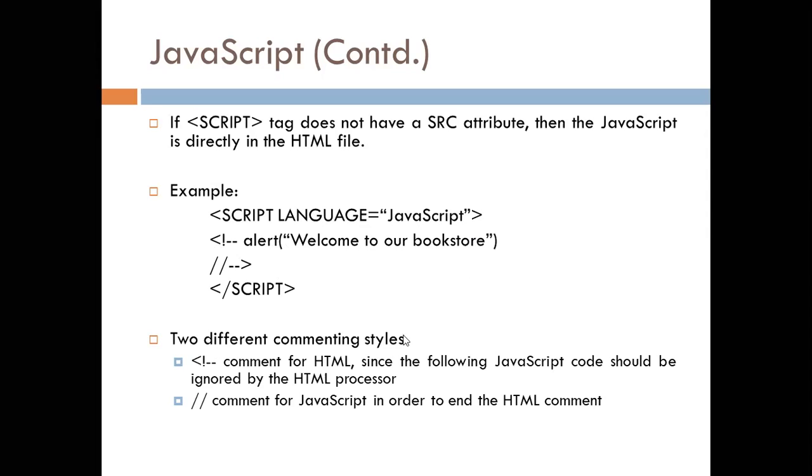So two different commenting styles are used. This angular bracket along with the exclamatory symbol and two hyphens represents the comment for HTML. And since the following JavaScript code should be ignored by the HTML processor, the comments which we use in JavaScript will be these double slashes. Or we can also use the multi-line comment just like how we use in C programming.